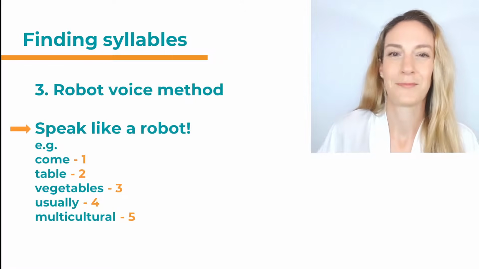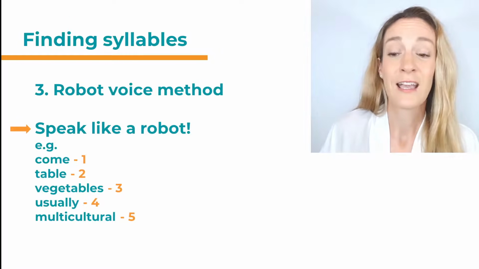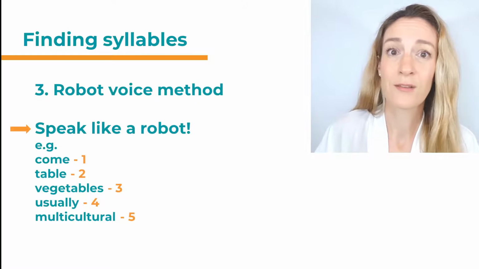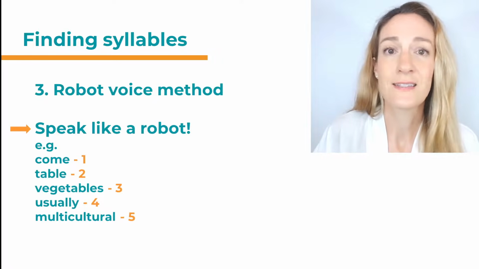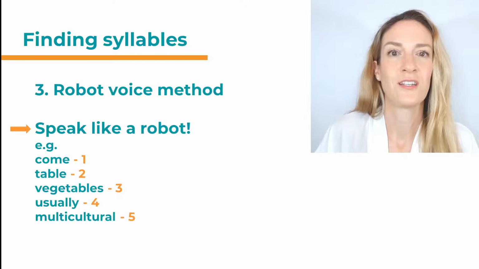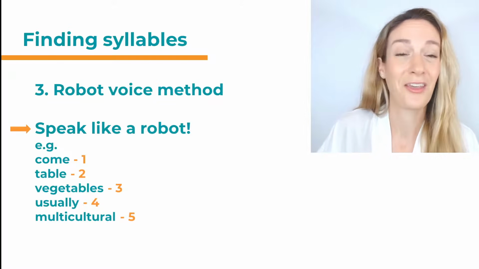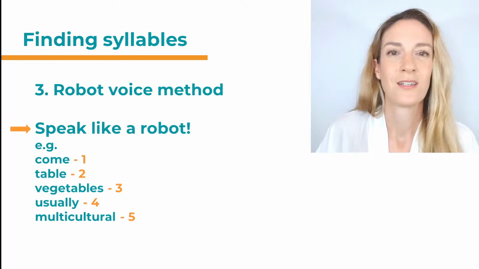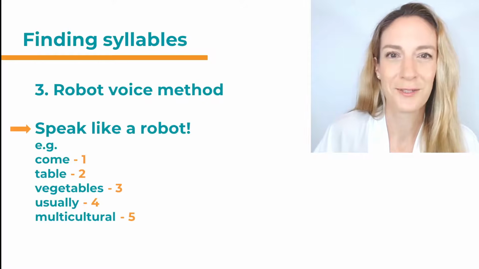Table, 2 syllables. Next one. Vegetables, 3 syllables. This is a word a lot of people mispronounce and say vegetables, but that second E is silent. It's vegetables, vegetables in robot voice. Then we have another word, usually, 4 syllables. Usually. There we go, 4 syllables.